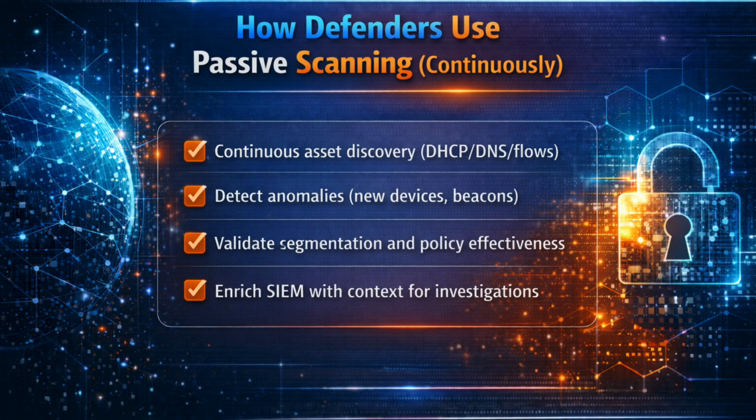By collecting DHCP leases, you learn which devices join the network. With DNS logs, you see what domains hosts request, useful for identifying suspicious patterns. With flow data, you observe who talks to whom, how often, and on what ports. This supports detection use cases like a new device appearing on a sensitive VLAN or periodic outbound beacons that hint at command and control. Passive monitoring also helps validate whether segmentation works in practice. If systems that should never communicate are exchanging traffic, your controls may be misconfigured.